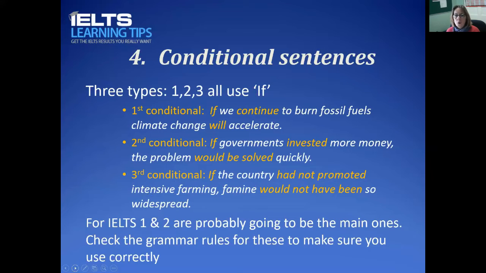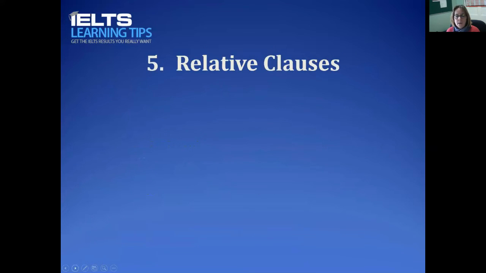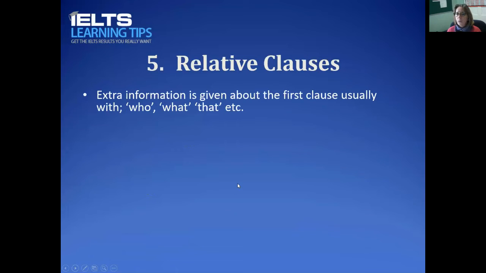Okay, let's move on to number 5, relative clauses. So these are clauses which have a relationship with each other. And generally speaking, the second clause will give you extra information about the first one. And for that, we use things like who, what, where, that, etc.